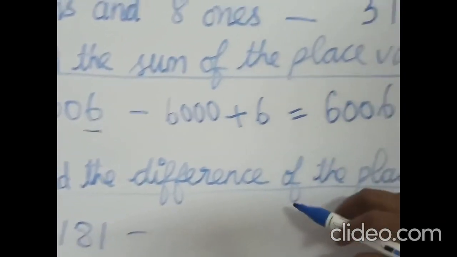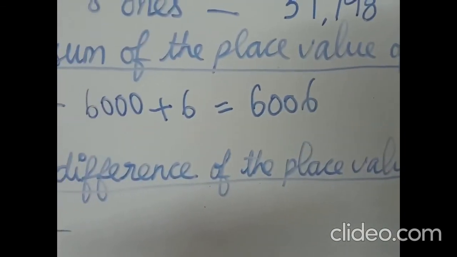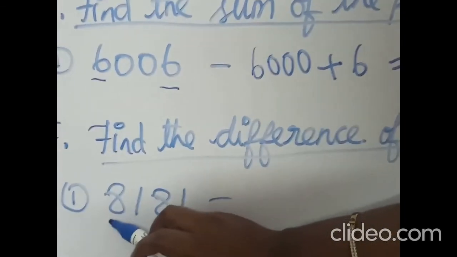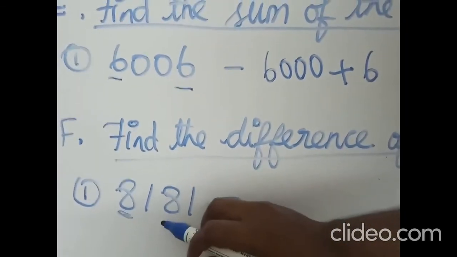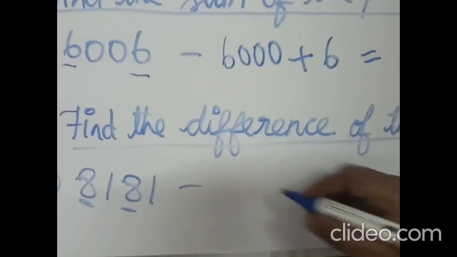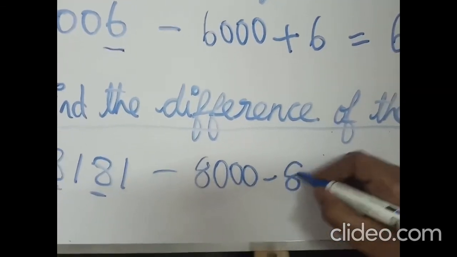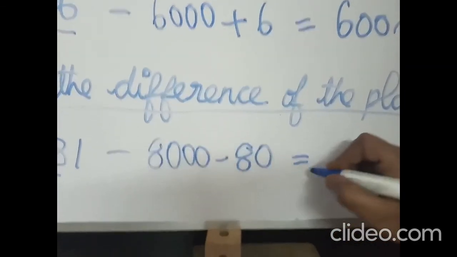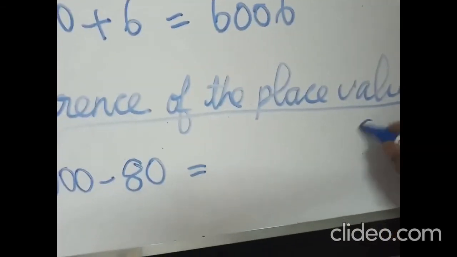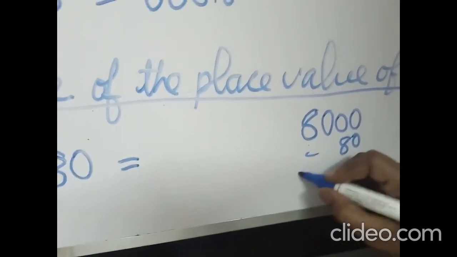Coming to the F question. Find the difference of the place value of 8. They are asking us to find the difference. Nothing but a subtraction. So, which one is the place value of 8 here? 8 in the thousand place, 8 in the tens place. You write 8,000 minus 80. What will be the answer? You can write in the rough column and do the subtraction.